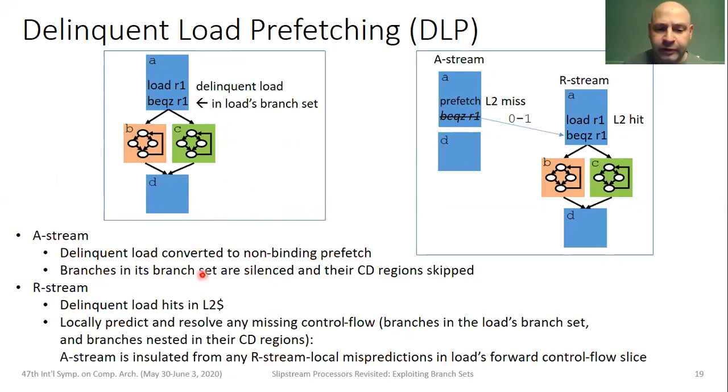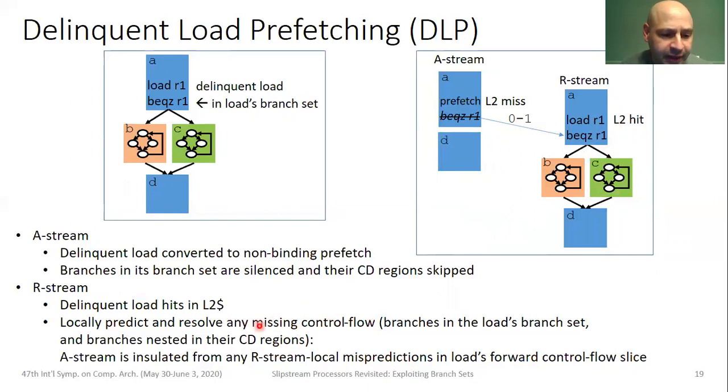Any branches in its branch set have to be silenced and the control-dependent regions skipped, as shown here. So they get the 0-1 encoding in the delay buffer. Now in the R stream, the delinquent load will execute like normal, and hopefully it'll hit in that level 2 cache. Now, it also understands that this branch has not been resolved in the A stream, and so it's going to have to locally predict and resolve that branch.